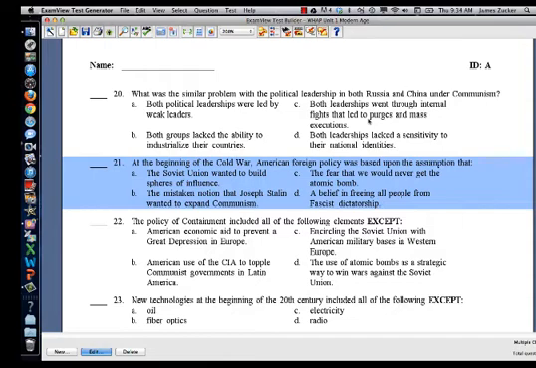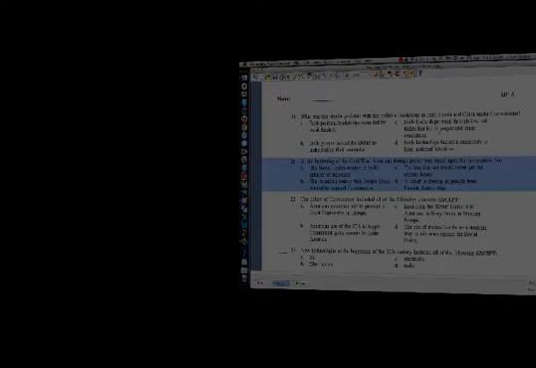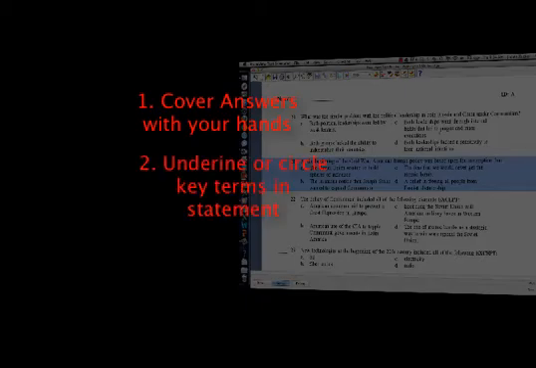Let's take a look at a typical multiple choice question. We're going to look at question 21. There are about 4 steps you are going to do on the paper. First, cover the answers with your hands. This way, you won't be distracted by the answers that look good. Second, underline or circle the key words in the question. This is going to help you to interpret what the question is asking you to do.